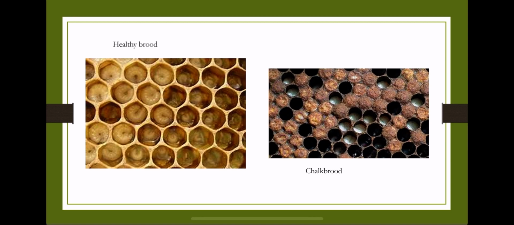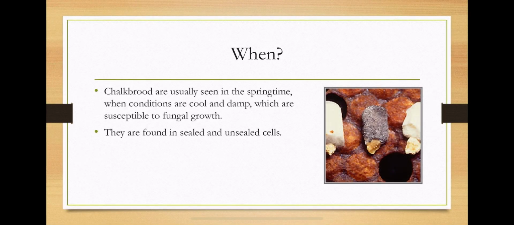Here is an example of a healthy brood, and here is an example of a chalkbrood. Chalkbrood is usually seen in the springtime, when conditions are cool and damp, which are susceptible to fungal growth. They are found in sealed and unsealed cells.